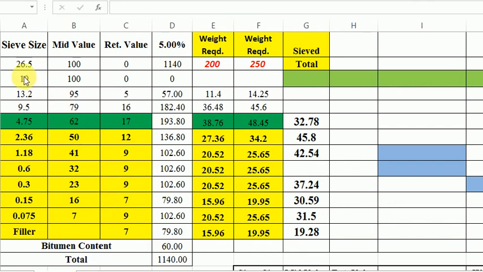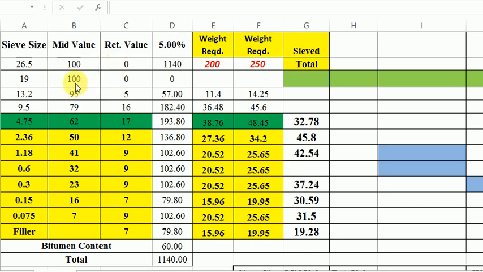So this is one of the examples that I have shown you, where the sieve sizes are provided and I have calculated the mid values based on the aggregate gradation range provided. So what is the utility of that? Here mid values are provided, so from that we can calculate the retained value. These are the mid values for percentage passing.